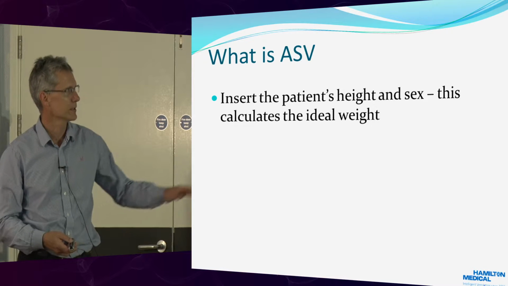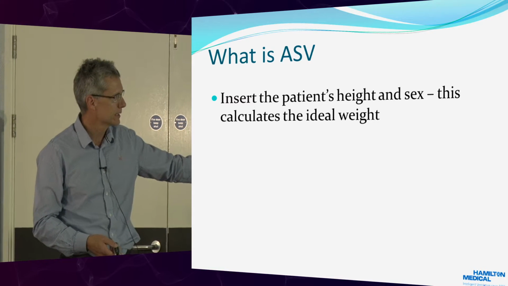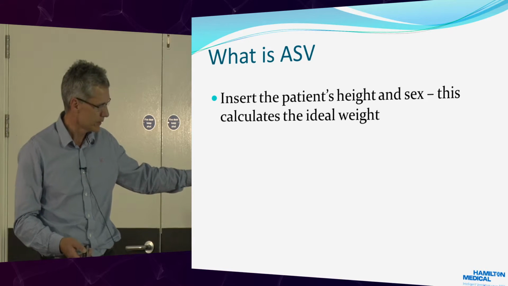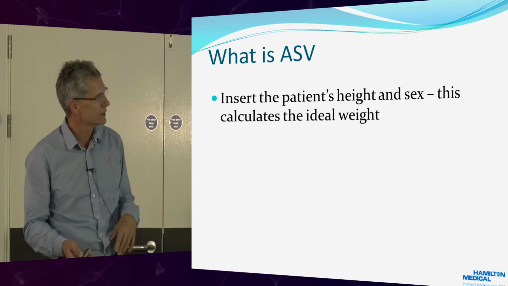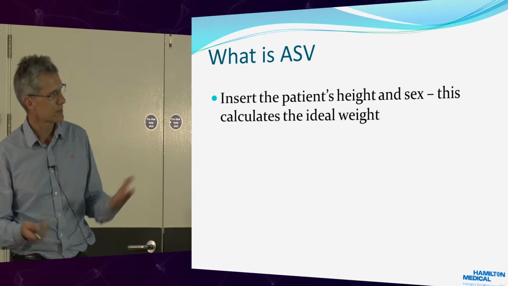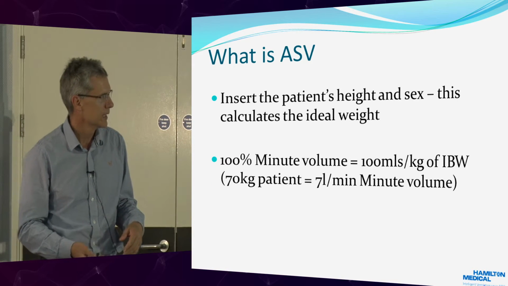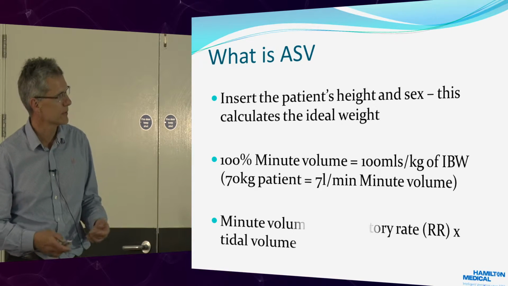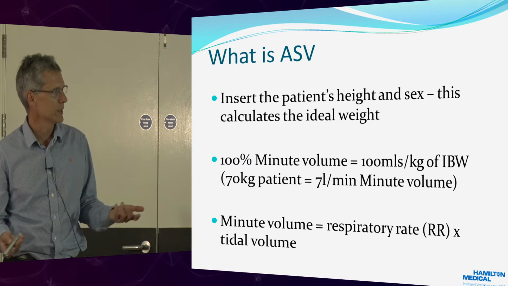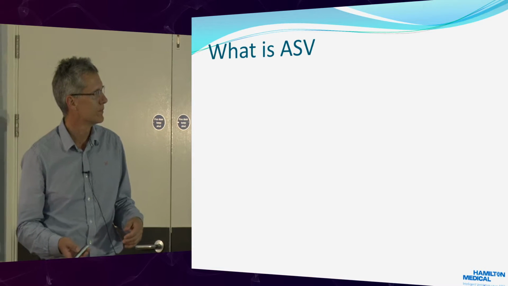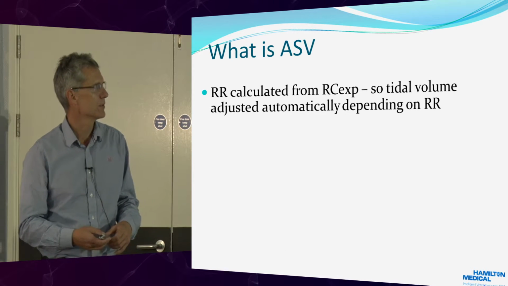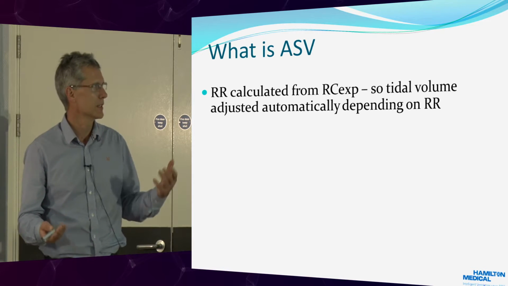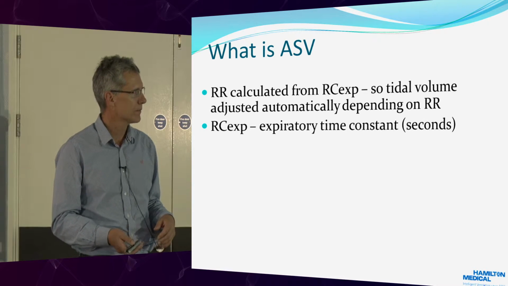So you come along, you insert the patient's height and sex, and that calculates the ideal weight. I think all ventilators in the world should have this device. They shouldn't be CE marked without it, but anyway. 100% minute volume is 100 mils per kg of ideal body weight, so a 70 kilogram person is 7 litres, and then your minute volume is your respiratory rate times tidal volume. So the respiratory rate is calculated from the expiratory time constant, and your tidal volume is automatically adjusted.